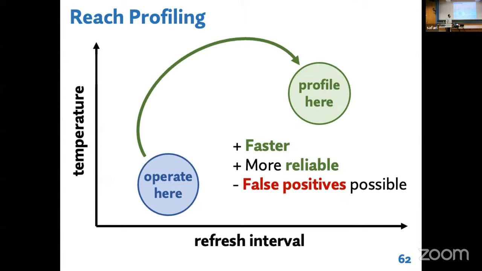So when you do that, you can complete your profile faster, and it's more reliable, and you have fewer false positives. And a false positive here means that you identify a DRAM row to refresh more frequently than you need to. You do not want to do that because you want to get as much performance as possible out of that.